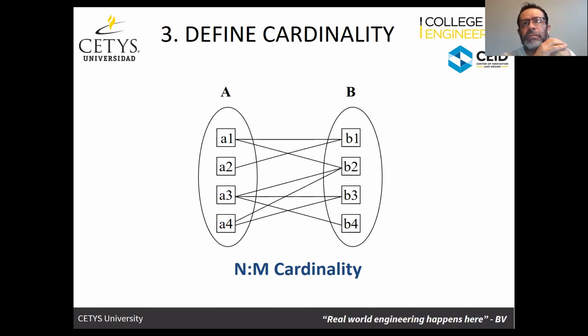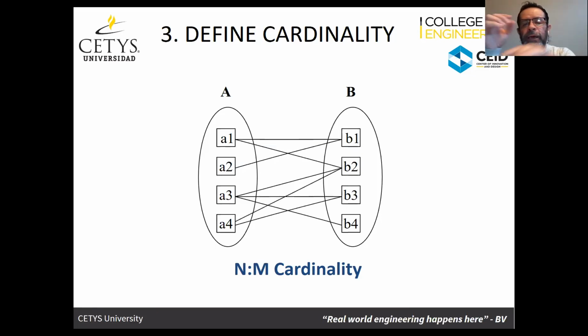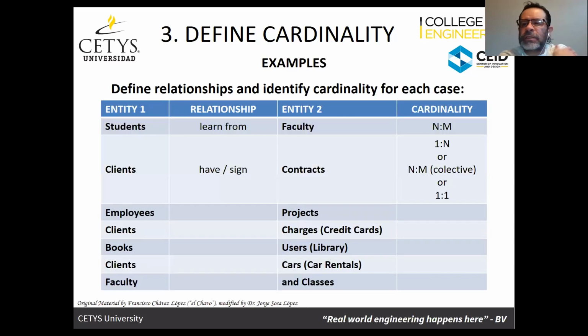Just an example of this. Remember that we were talking about professors and courses. I, as a professor, can teach many courses, but the course in particular is just taught by one professor. So that's an example of one-to-many. And here, the N-to-M cardinality is when many instances of one entity can be related to many instances of the other. Here we talked about students and professors. For example, a professor can teach many students, a student can be taught by many professors, and vice versa. So these are many-to-many.